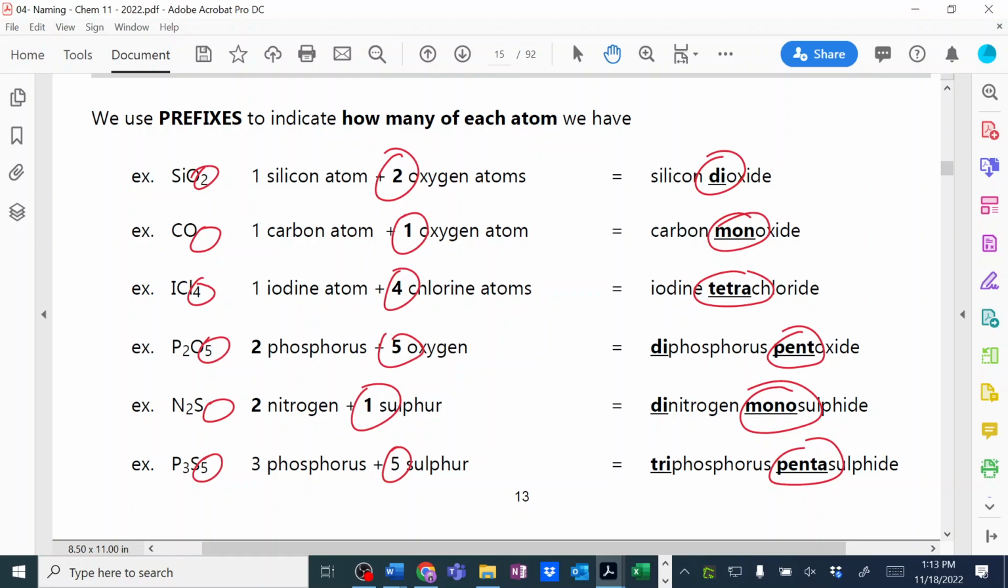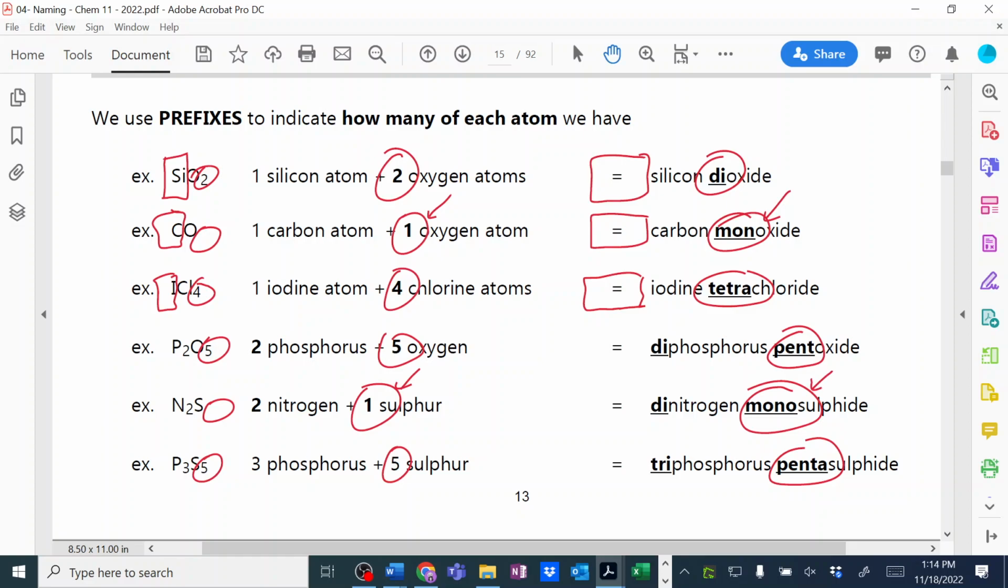Now, let's take a look at this. Before you get too excited about memorizing them, there are some differences here because if you look, there is one silicon, right? And there's no prefix here. Oh, look at that. There is one carbon and there's no prefix. There's one iodine and there is no prefix. However, if you look, there was one oxygen and we did have a prefix. There was one sulfur and we did have a prefix.